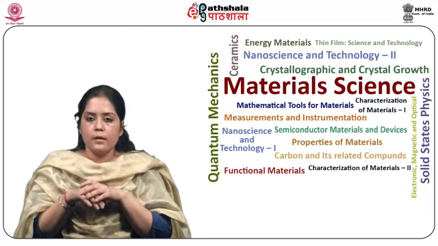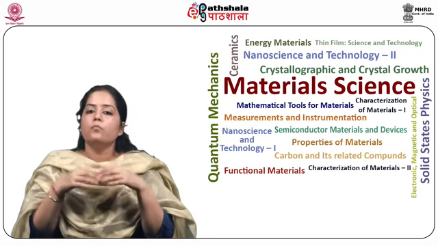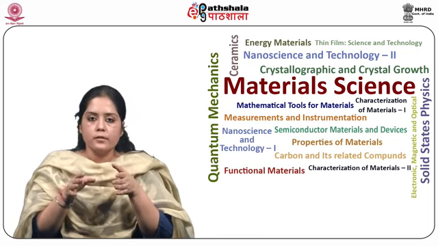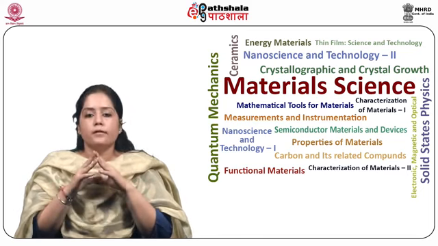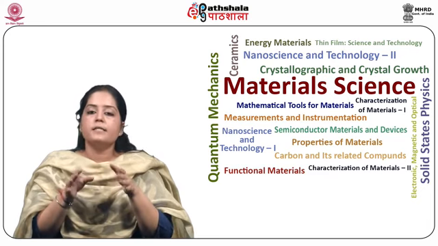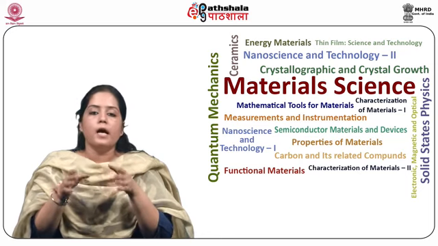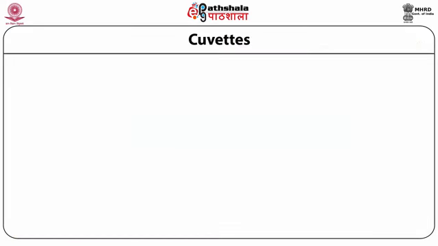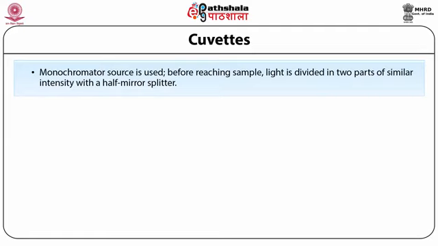Tungsten halogen lamps are used in modern spectrophotometers owing to their high efficiency, and their output extends to the UV region as well. Cuvettes. A monochromator source is used before reaching the sample.